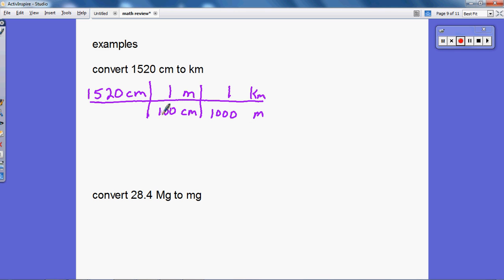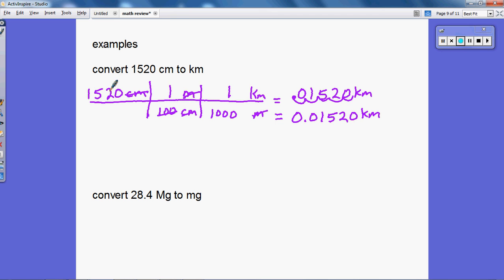We can now do some division. Dividing by 100, we're going to move our decimal point twice to the left. So 1, 2, there's my 100 taken care of. Now I have to divide by 1,000, so I'm going to move 3 more times. 1, 2, 3. And we find, to clean this up a little bit, that 1,520 centimeters is 0.01520 kilometers.